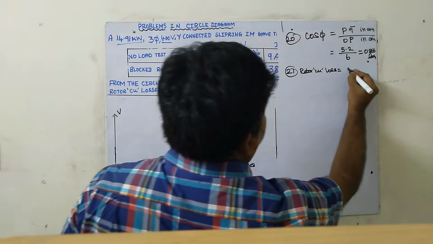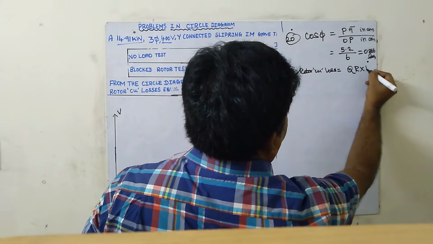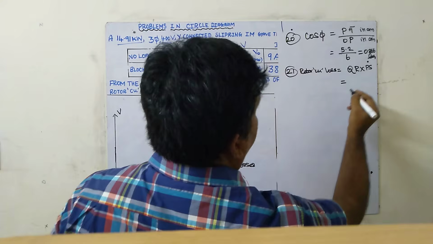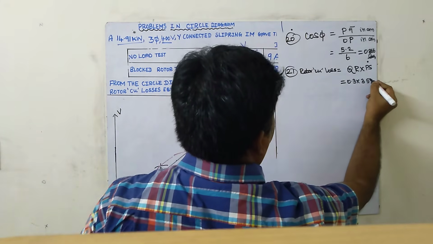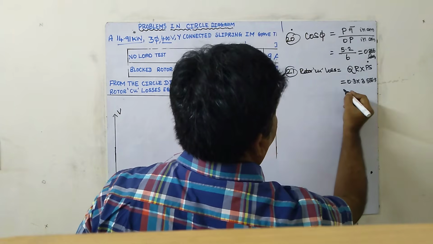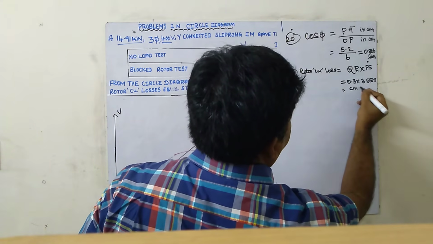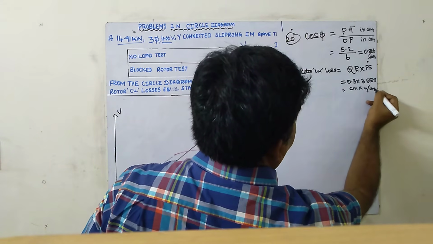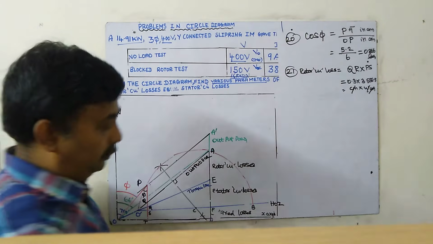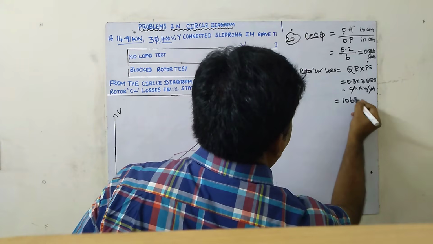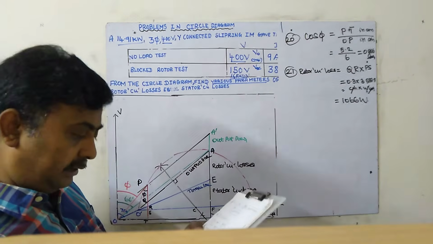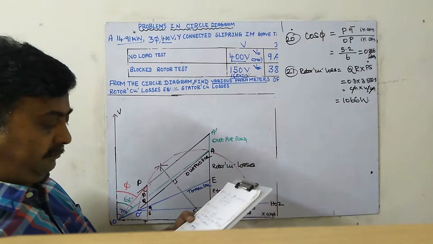The rotor copper loss is QR into the power scale. What is QR? QR equals 0.3. The power scale we already got, 3555.5. This is in centimeter, and this is in watts per centimeter. So centimeter and centimeter cancel, and I will get the answer in watts. How many watts am I getting? I am getting 1066.6 watts.